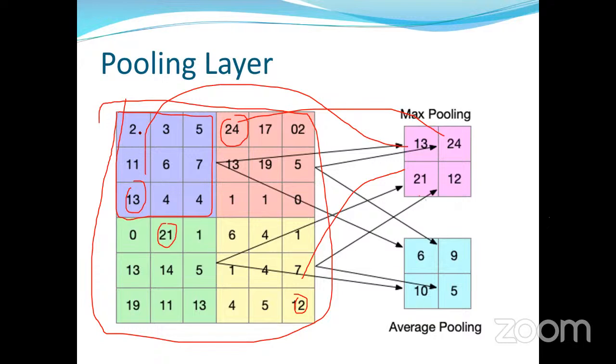And in the average, the average of all these numbers is taken. The average is 6. Here it is 9. Here it is 10. Here it is 5. This is called average pooling. So this is about the pooling layer.